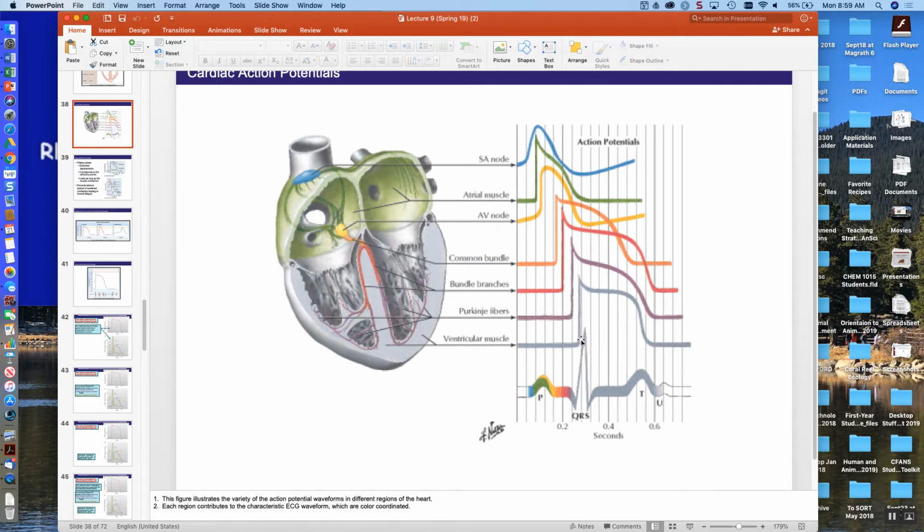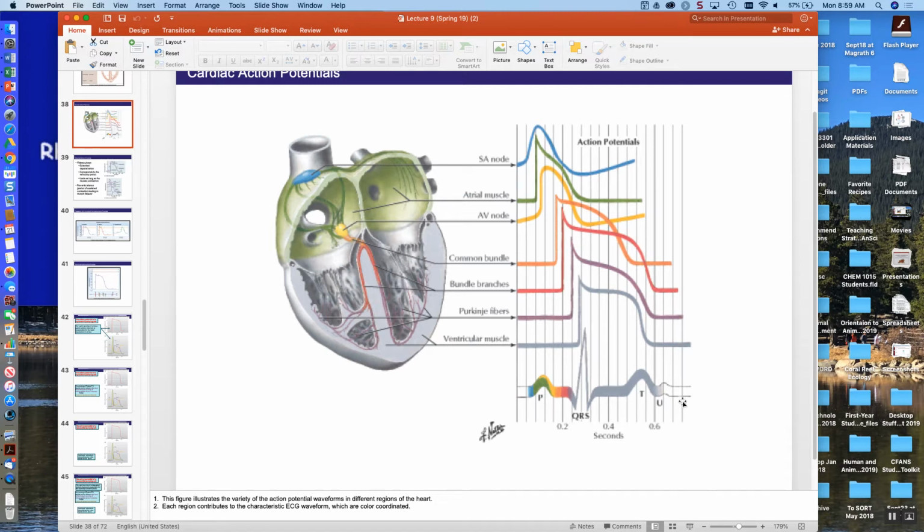So, for instance, you can see the time course of that action potential within each cell corresponds to the QRS, which is ventricular depolarization, and the T wave. See how that corresponds with the repolarization phase? If you have something wrong with the potassium channel, that's going to increase the duration of the action potential and push the T wave way out here. This is something called long QT syndrome, if you've heard that before.